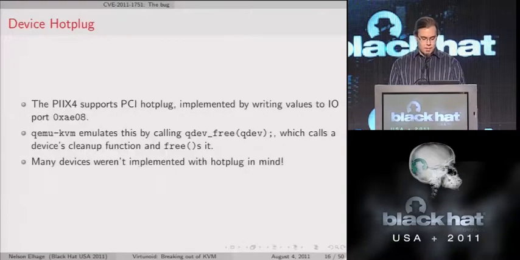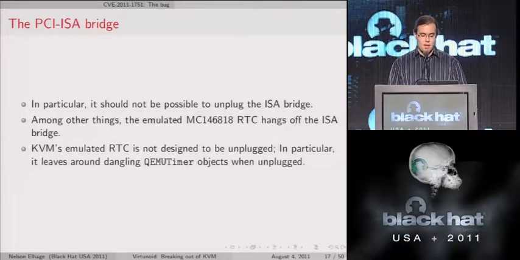But it turns out that there were insufficient checks when you wrote values to this PCI hot plug port. It wouldn't check that the device you were trying to hot plug actually was supposed to be hot pluggable, was supposed to be ejectable. And so it would just go and free it. And in particular, one thing that you should not be able to free is the ISA bridge. How many people here actually remember physical ISA cards even? All right, good, most of you.